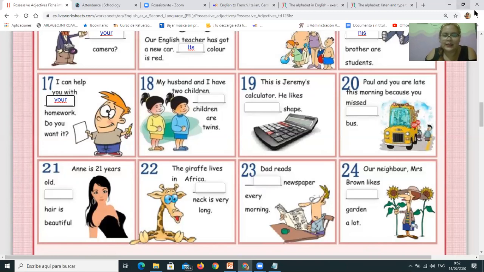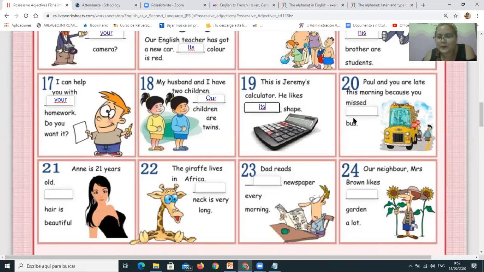Number 18. Any volunteer? My husband and I have two children. Our children are twins. Very good. Number 19. This is Jeremy's calculator. He likes its shape. Shape means figura, su figura o su forma. Very good. Its shape.